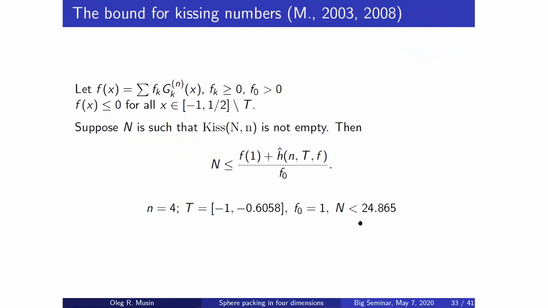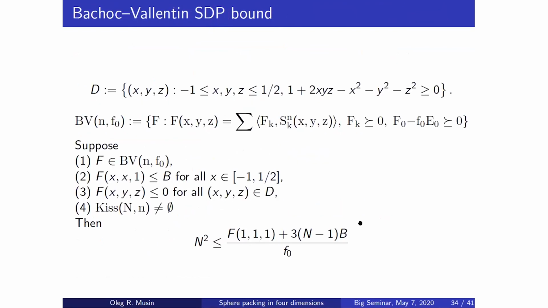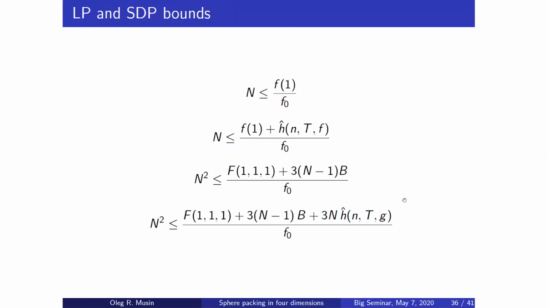Just how can be developed method. Okay, let me show you the table. Here we can see different bounds, different methods from linear programming and semi-definite programming. This bound is some polynomial of degree 1, right? And this is called Delsarte bound, or linear programming bound.